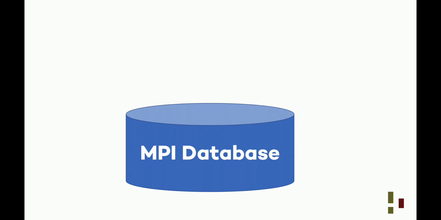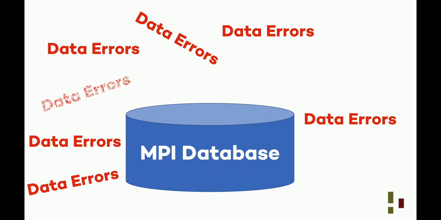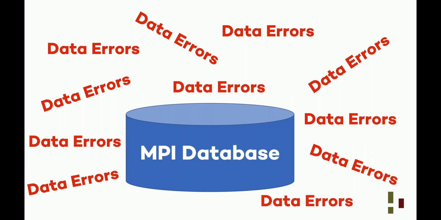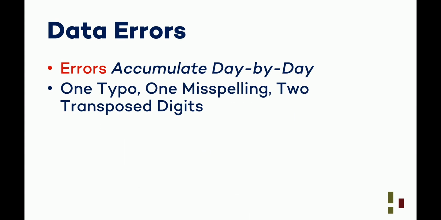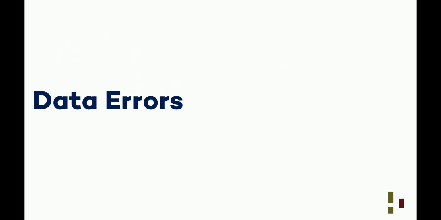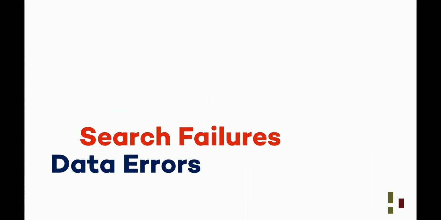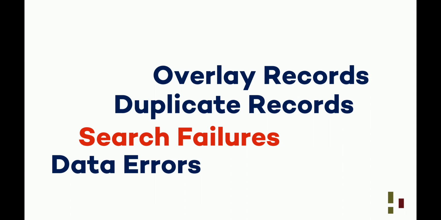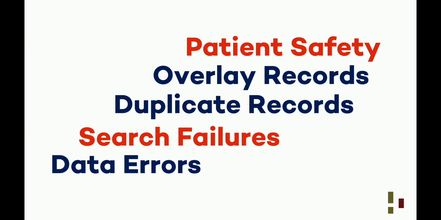So let's try to understand the data errors inside the MPI first. These errors accumulate day by day, they're accidental, and fortunately, no single error is usually catastrophic. But there is the old saying, death by 1,000 cuts. Every misspelling, every address error, every missing piece of information, they all contribute to high duplicate rates, and worse, overlays. The conclusion is apparent. When we have data errors in the MPI, EHRs do not perform well. These data errors lead to search failures, which create duplicate and overlay records. These data errors cause problems with patient care and dramatically impact patient safety, as the Johns Hopkins survey indicates.